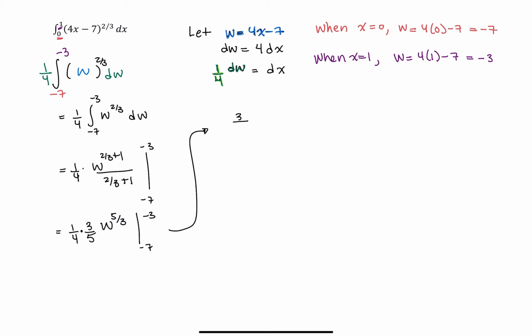Okay, so I have 3 over 20 times negative 3 minus 3 over 20 times negative 7. So let's see, this is 9 over 20 plus 21 over 20, and that's equal to 30 over 20, or just 3 over 2.